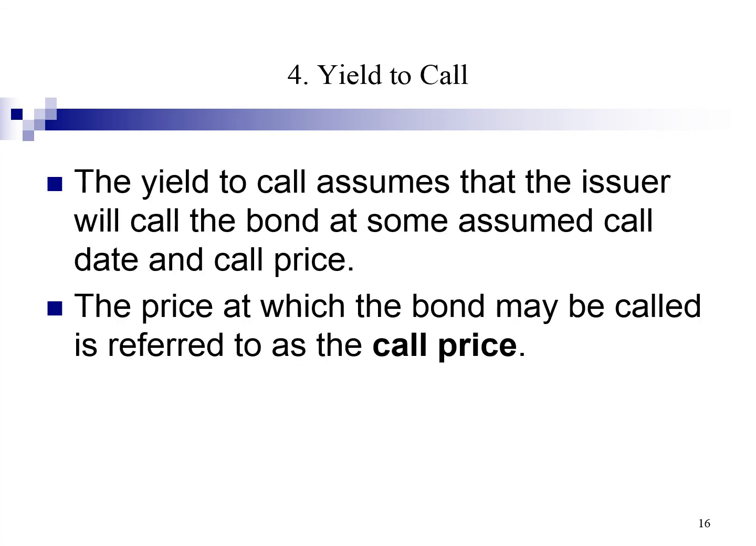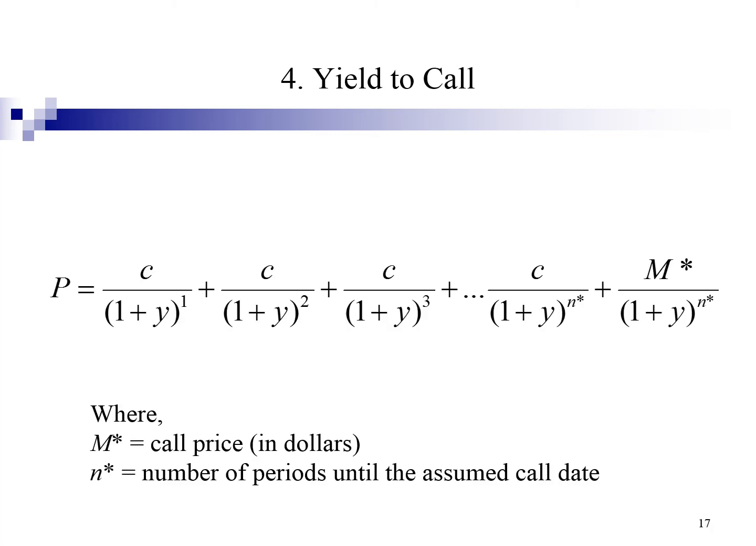A callable bond gives the issuer the right to retire the bond before maturity. Yield to call is the bond return over the period from settlement day to the call date. The price at which the bond may be called is referred to as the call price. Yield to call is calculated the same way as yield to maturity. Yield to call assumes that the bondholder will receive the face value of the bond and possibly a call premium at the call date. Let's take a look at the formula.